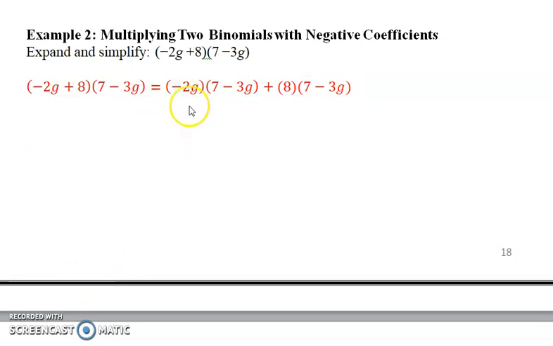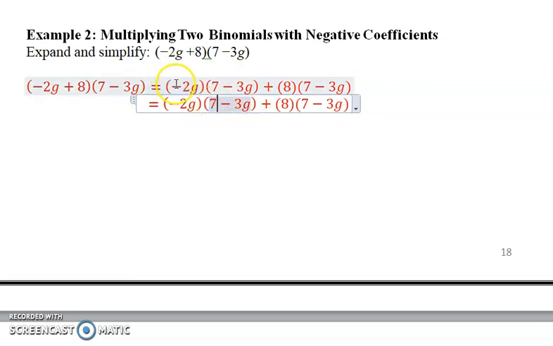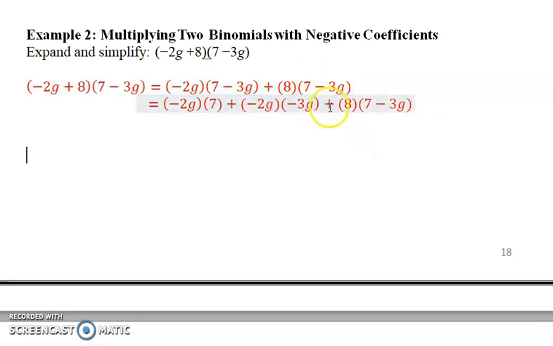So again, this is just another approach to the distributive property. You can do it either way. Like I said, there's not a whole lot of difference. I basically skipped that step in the previous example. So the negative 2g, the first term in the first binomial, gets multiplied by both terms in the second binomial. So first it's going to be 7, and then it's going to be plus negative 2g multiplied by negative 3g, right? Okay? So basically I skipped that first step in a previous example, but it's fine. You can do that. It's no big deal. And then we have the 8 multiplied by the 7 plus the 8 multiplied by the negative 3g.